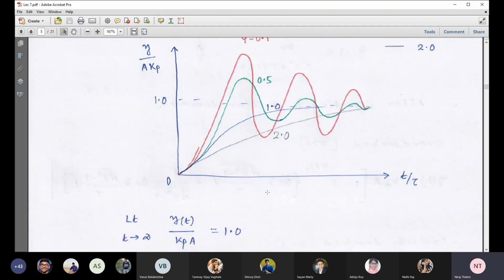Okay. And this final value theorem we can apply to find the ultimate value of the response. The same thing I told before for first order system as well. If you want to find the ultimate value of this y by AKP, that is here you see we got 1. For that we need to apply the final value theorem. That is limit t tends to infinity y(t) by AKP. And if you apply in terms of Laplace domain, then it should be s tends to 0, s y bar(s).